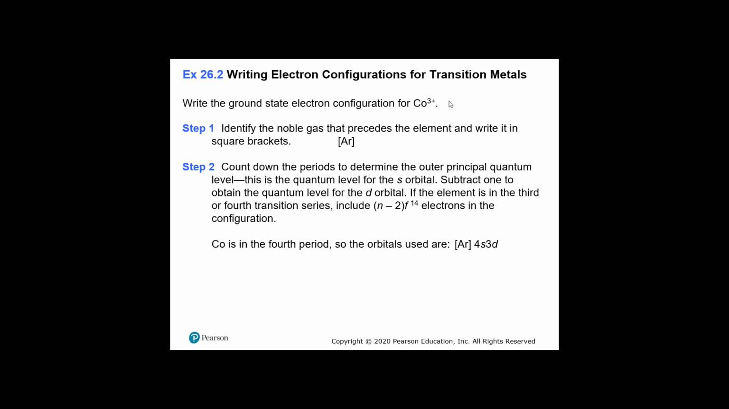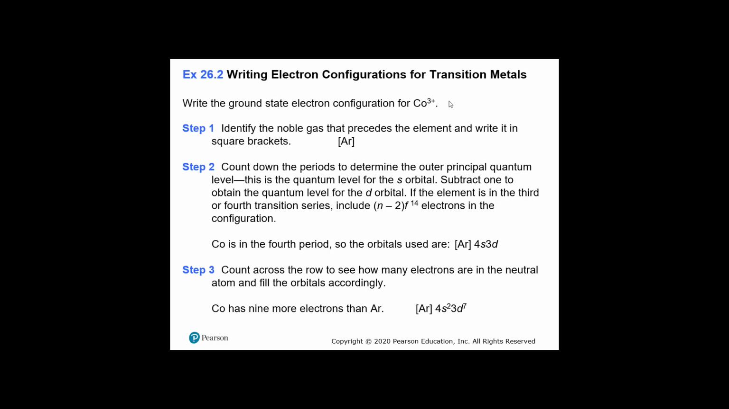So cobalt is in the 4th period, so we add the 4s, 3d, and then we count across, and we can tell that it has 9 electrons. So we're going to add 2 electrons to the s orbital and 7 to the d orbitals. And that's it. We have our ground state electron configuration.